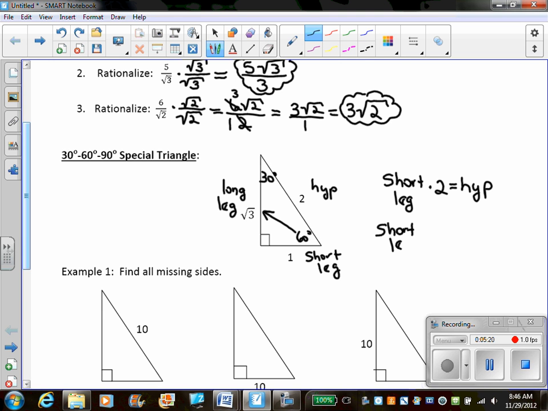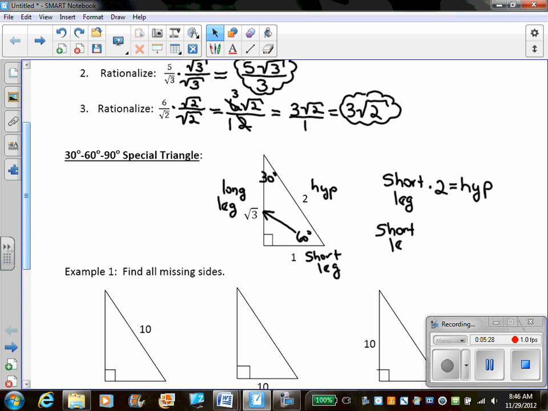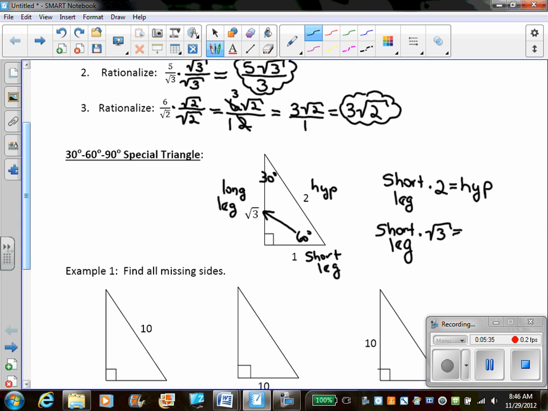and multiply it by the square root of 3, and all of a sudden I'm having some issues with my smartboard here. Short leg times the square root of 3, that's going to give you your long leg. Now, I just want to mention this because, oops, long leg. Ooh, I can do that better.